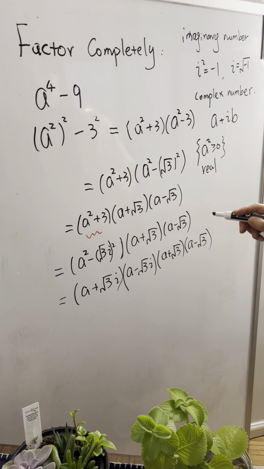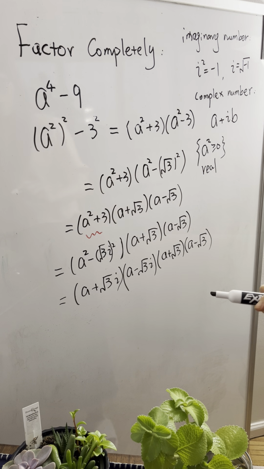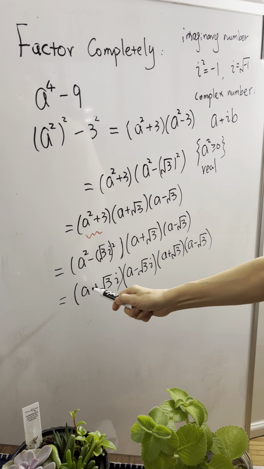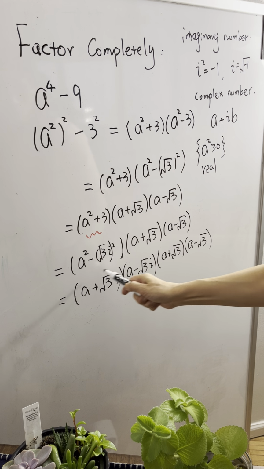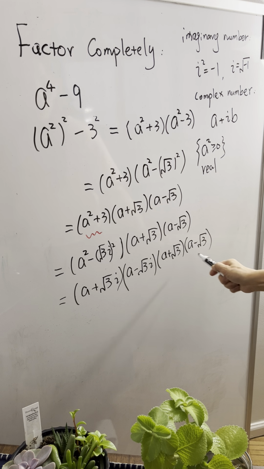So now a to the 4th power minus 9 is being factored into 4 factors, right? 2 complex factors and 2 real factors. That's done.